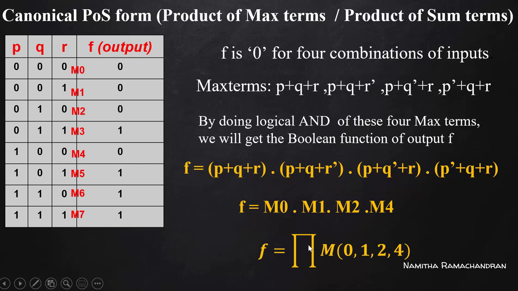Another representation is using this pi. That pi indicates product or the logical AND operation. Okay, what are the terms we need to AND here? The M0, M1, M2 and M4. So this is another valid representation for this canonical POS form. Three different representations for the same POS form.